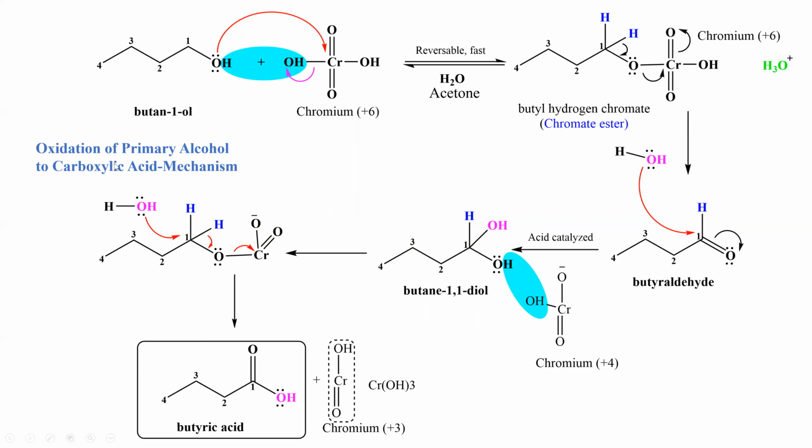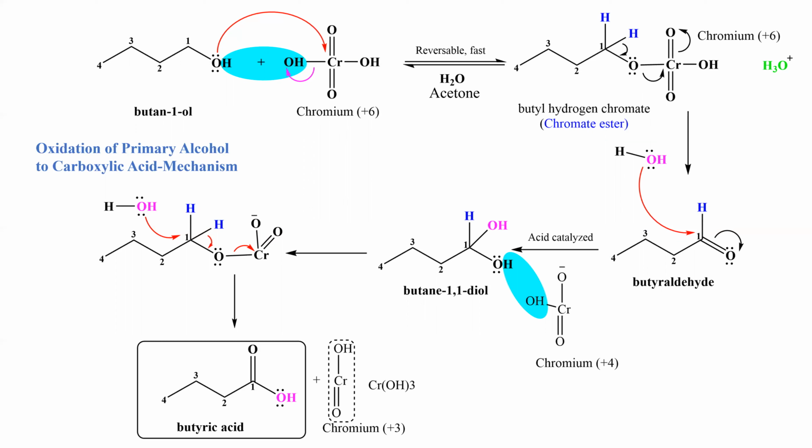So here, this is butan-1-ol, the butanol, our starting material. And what is the oxidizing agent we are using here? That is basically chromic acid. I have discussed in detail how that chromic acid is generated. We can use chromium oxide or potassium chromate for the preparation of the chromic acid. So you can go to that lecture for further details.